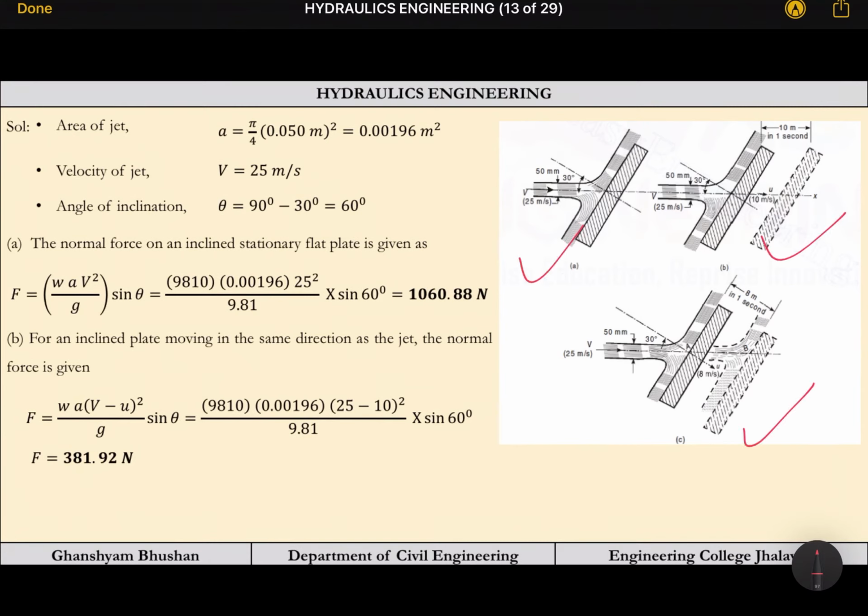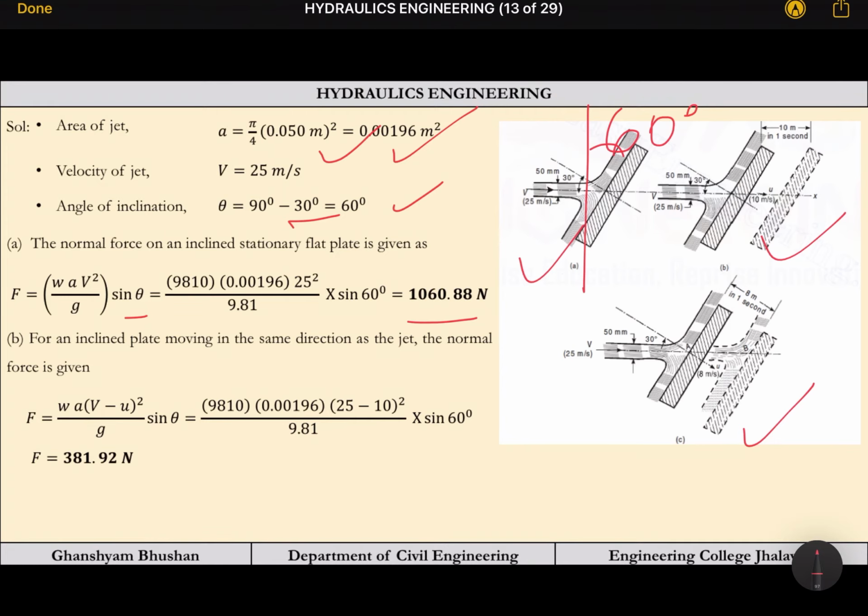The first case: the diameter is given for the jet, 50 mm, so 0.05 meter. The area is coming out to be 0.00196 meter square. Velocity is given. The angle of inclination is 60 degree, 90 minus 30 degree, so it is coming out to be 60 degree. This angle is 60 degree. Now the normal force, the sin theta component, will come. Put the values, you will get 1060.88 newtons.